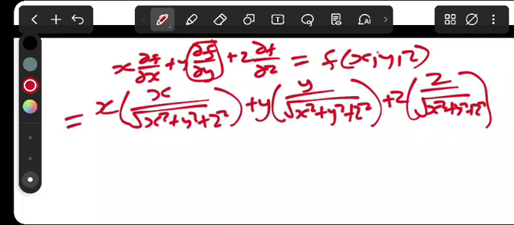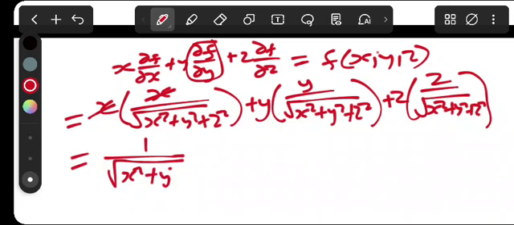According to my math here, if I check, this and this will cancel, because the ones they are multiplying, they are left with 1 over the square root of x squared plus y squared plus z squared. Similarly, this and this will cancel, that and that. This is like that.